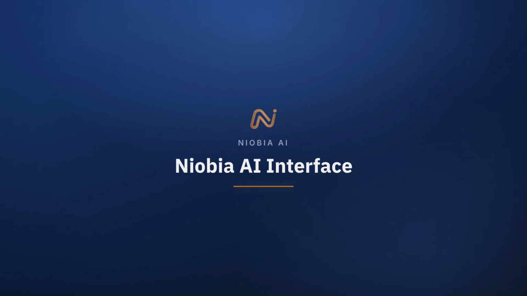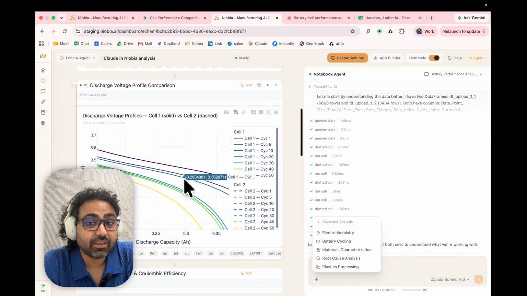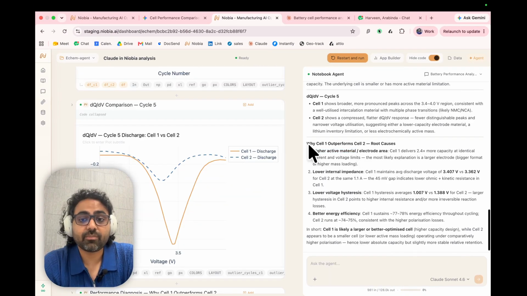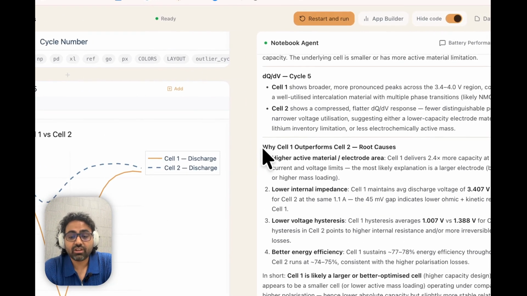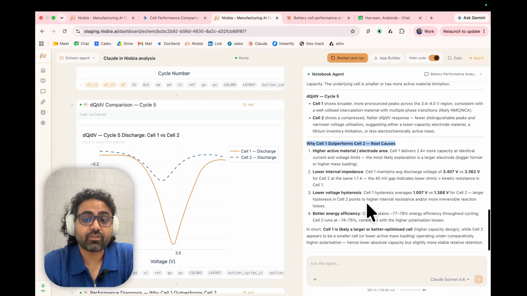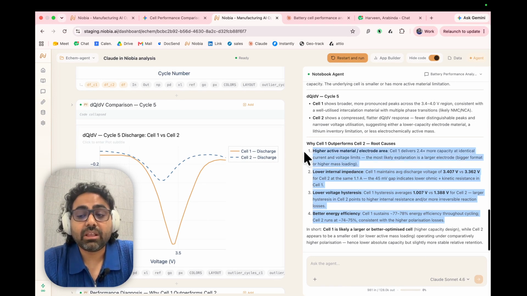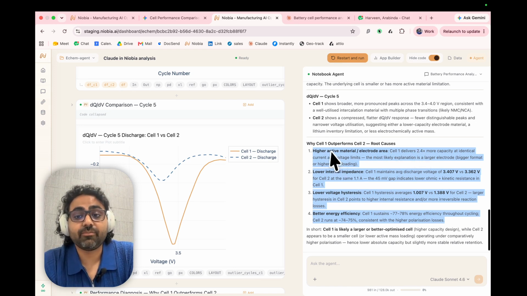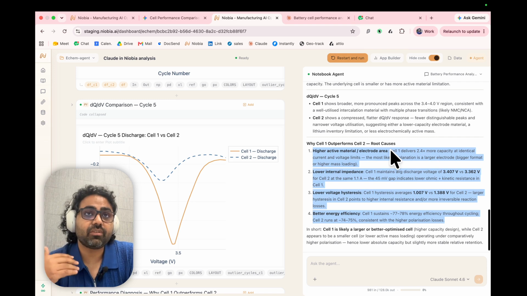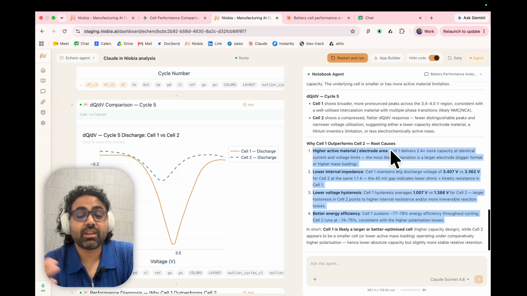I want to be able to zoom into things and be able to see what's happening here. In terms of electrochemical reasoning, it's very aligned with Claude because it is using Claude 4.6 on its models. It is pointing at the internal impedance, voltage hysteresis. For the capacity multiple, it is pointing towards active material or electrode area issues, which is one level deeper than Claude because the agent already knows most of the failure modes in electrochemistry and battery chemistries.